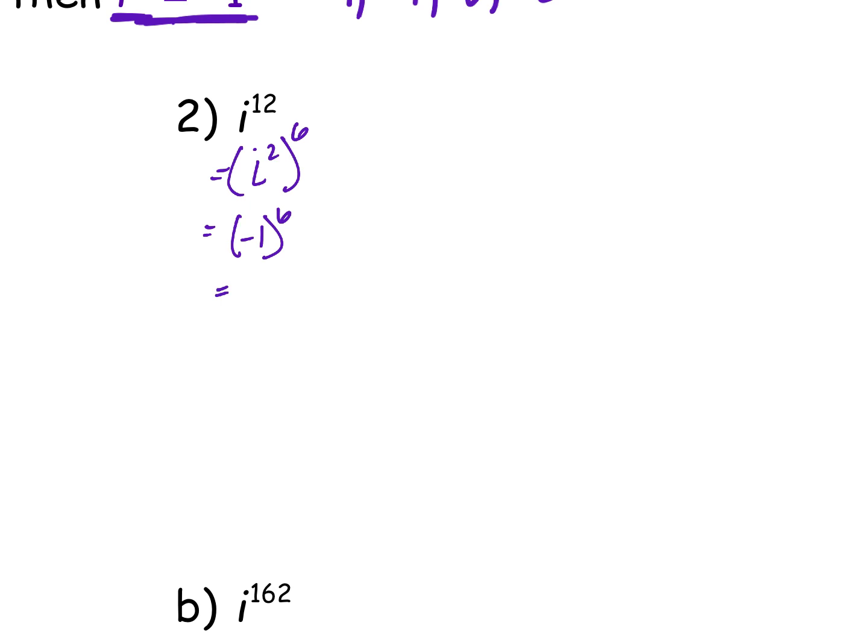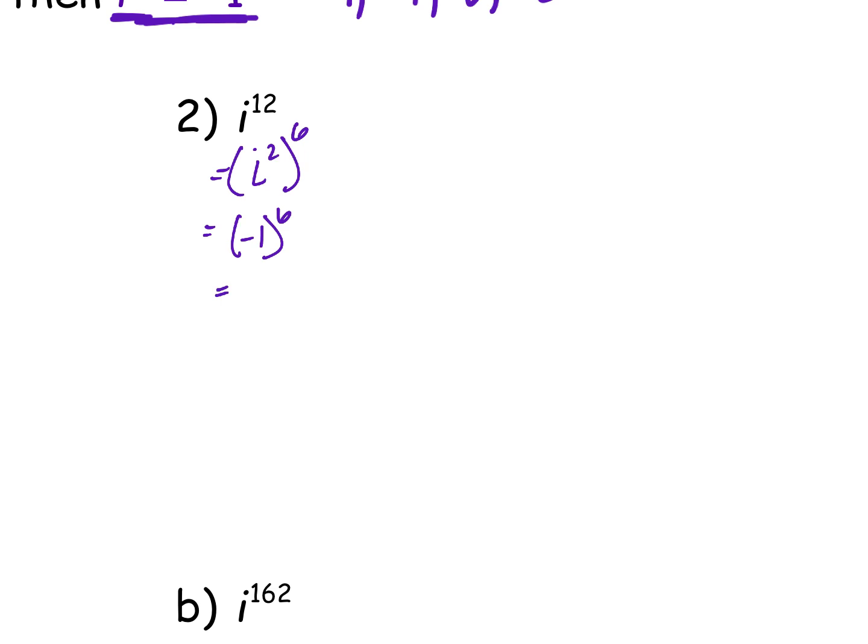Now I can put it in my calculator if I really want to. But I hope that you know negative 1 times negative 1 times negative 1 times negative 1 times negative 1 times negative 1. You can think about it in your head. If I have an even number of negatives, is my answer going to be negative or positive? It's going to be positive, right. If I have an odd number of negatives, is my answer going to be negative or positive? Negative. So I have an even number of negatives, so I know my answer is going to be positive.